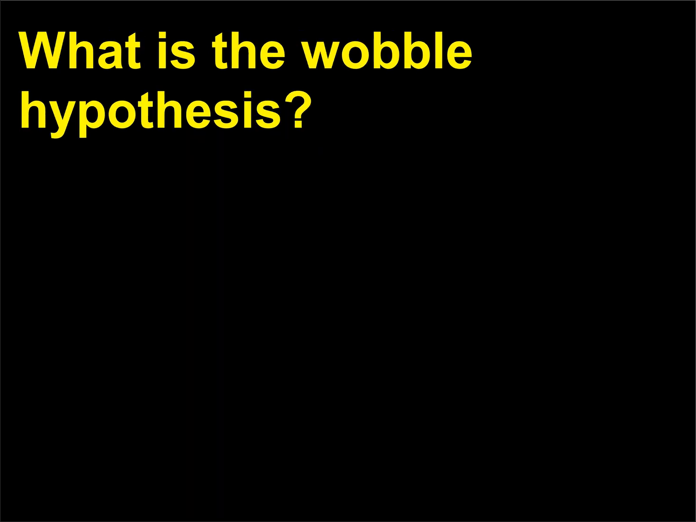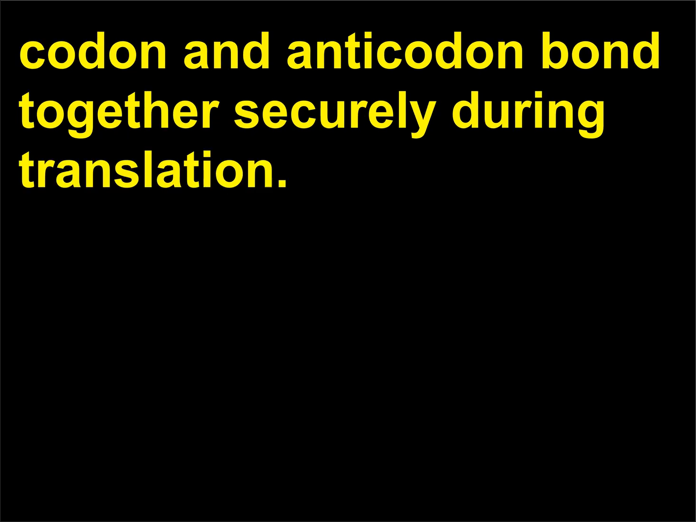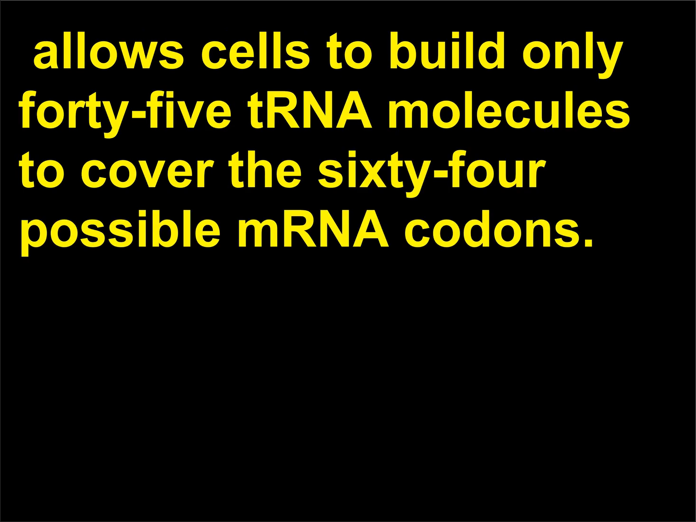What is the wobble hypothesis? It turns out that only the first 2 nucleotides of the codon and anticodon bond together securely during translation. The flexibility of bonding at the third site, the wobble, allows cells to build only 45 tRNA molecules to cover the 64 possible mRNA codons.